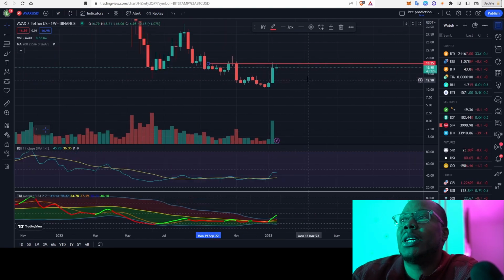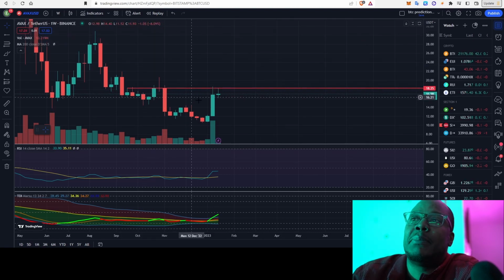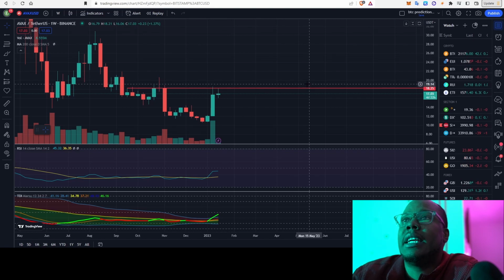So this is the same thing Bitcoin is doing. You can see it on this chart a little bit better, but Bitcoin's doing the same thing. It's not put in a higher high yet, and that's what we're looking for in all of these altcoins.